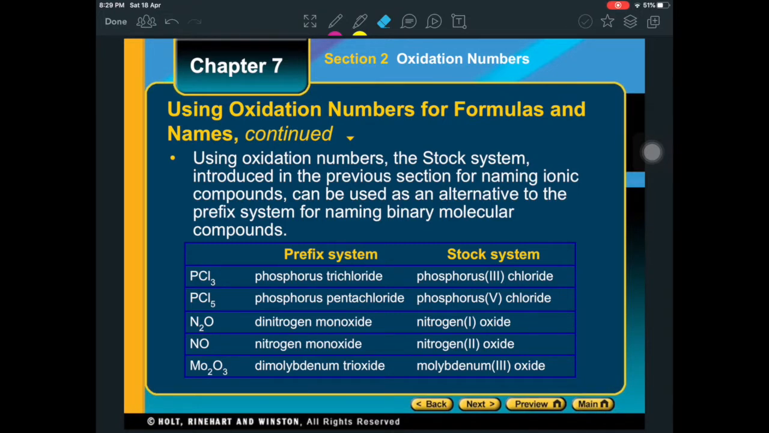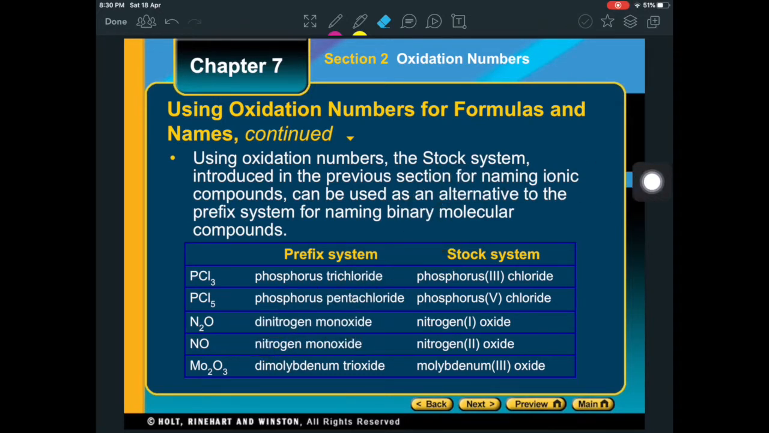So we talked about mono means 1, di is 2, tri is 3, tetra is 4, penta is 5, hexa is 6, hepta is 7, nona is 9, and deca is 10, right? So when we were using them in naming the compounds, we talked about phosphorus trichloride. This means that we have 1 phosphorus and 3 chlorines. Phosphorus pentachloride means that there's 5 chlorines and 1 phosphorus. Dinitrogen monoxide, 2 nitrogens, 1 oxide.